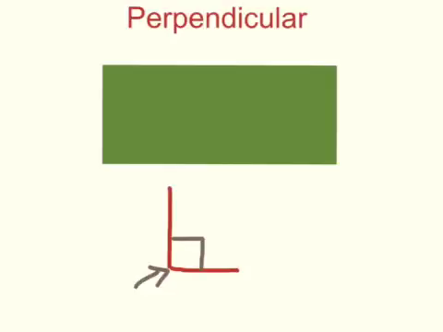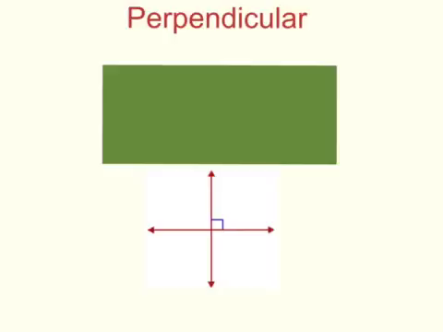So on a rectangle, can you find some perpendicular angles? Well, right here is a perpendicular angle. Here is a perpendicular angle. Here is a perpendicular angle. And here is a perpendicular angle. So remember, perpendicular means that it forms a 90-degree angle, or a right angle it's called, and right here would be an example of a perpendicular angle.